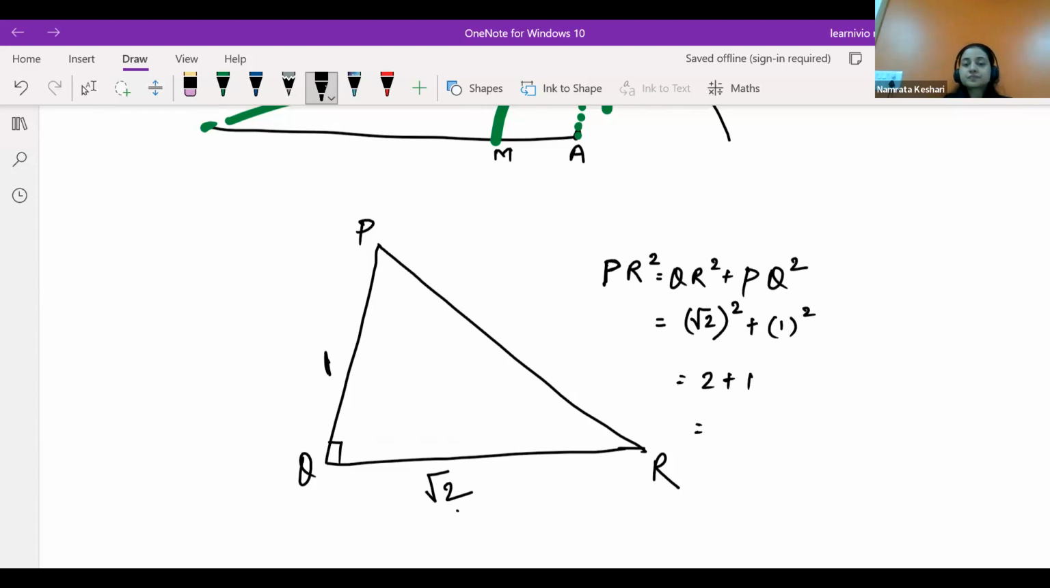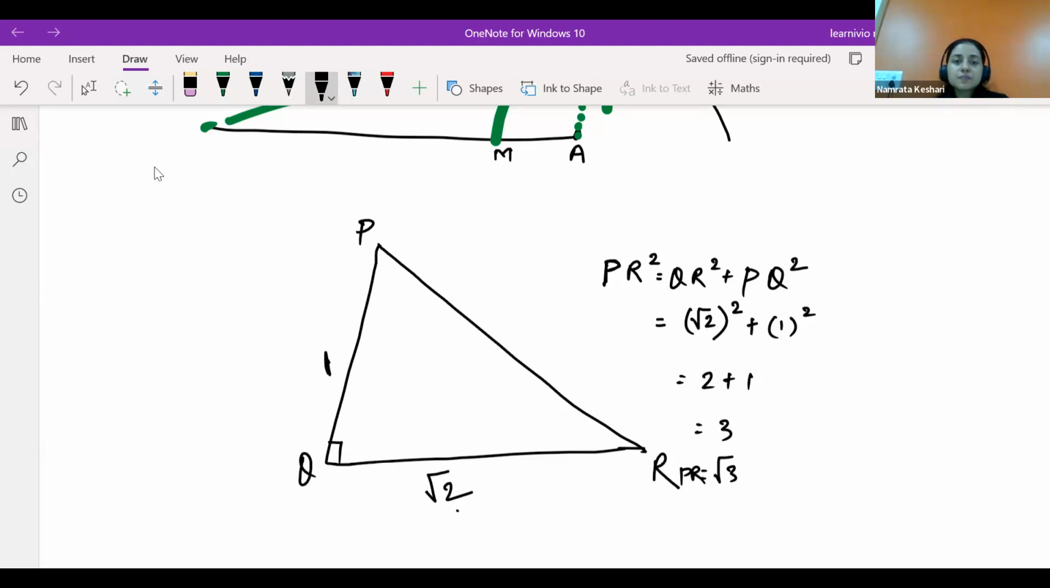Yes, ma'am. Okay, PR is root 3. So by maintaining a triangle in such a way that one of the sides is root 2 and one is 1, it is not mandatory that you keep the base as root 2 and the height as 1. You can change it, keep the base as 1 and the height as root 2, whatever is convenient to you. But we try keeping the base as root 2.